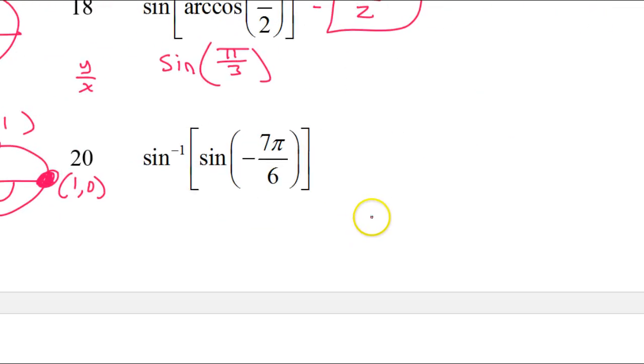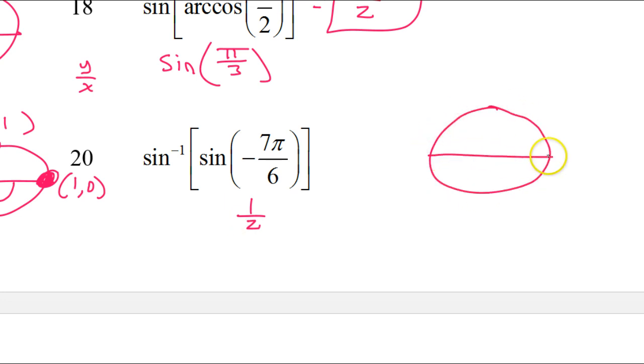Last one. The sine of negative 7 pi over 6. The reference angle is definitely pi over 6. So what is the sine of pi over 6? That is 1/2. Okay, well what about negative 7 pi over 6? Because maybe this should be negative 1/2. I'm not sure yet. Let's look at a diagram.